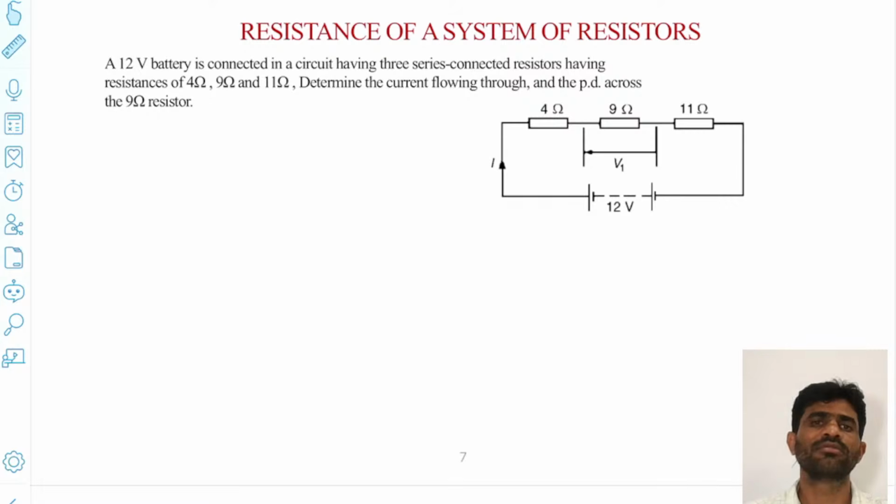Can you try? Once try this. First question, you have to determine the current through the circuit, because current through 4 ohms, 9 ohms, 11 ohms, everything is the same. So we have to find the total current, and also the potential difference across 9 ohms. So can you find out what the current is first?